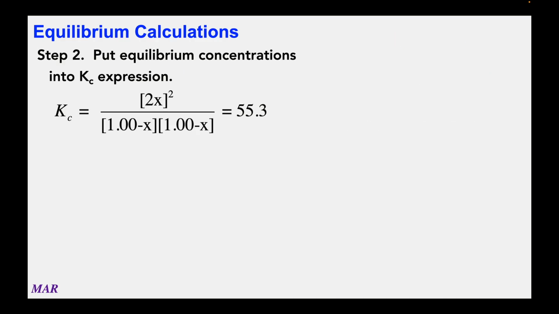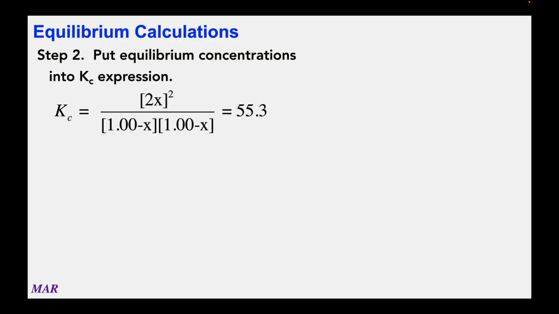So at equilibrium, you have the HI squared divided by the H2 and the I2. Now, we'll talk about H2 and I2 in just a little bit. However, on the top there, we want to put 2x quantity squared. It's not 2x squared, like 2 times x squared. It's 2x quantity squared. So it's like 2x times 2x.